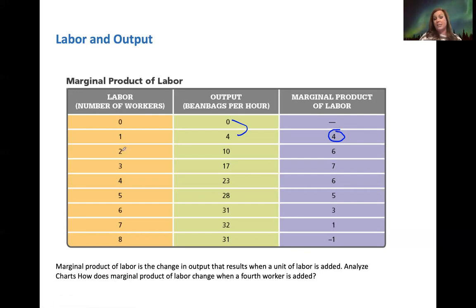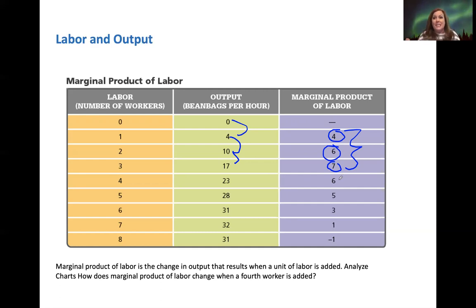Now, if I hire a second employee, we can produce 10 units. So 10 minus 4 means gaining that second employee gives me 6 additional units. I hire a third employee. You can see the difference is 7. So right here we have increasing marginal returns. My number's going up. Well, now I hire the 4th employee. I'm starting to go down.